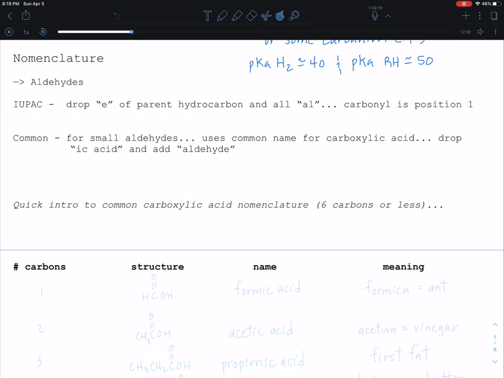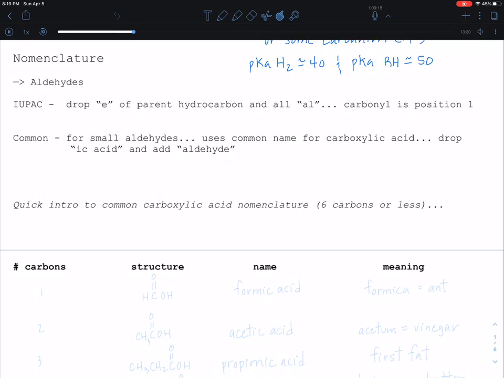This will be another situation where you're going to be finding out what the parent hydrocarbon is, or was anyways, and you're going to, in the name, drop the E at the end of whatever the alkane was, right? And then add an al at the end. Your carbonyl carbon is always going to be your first carbon.